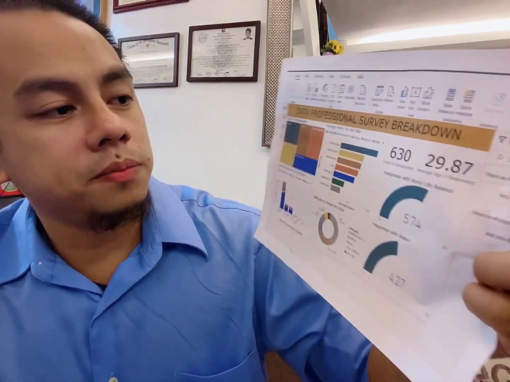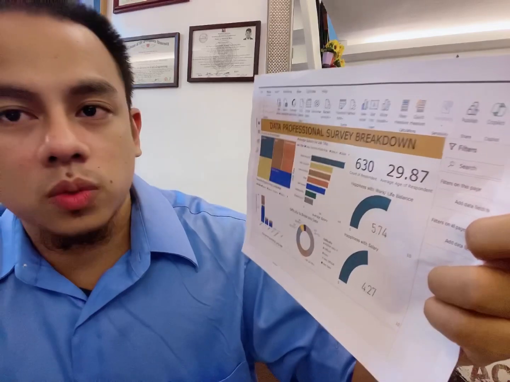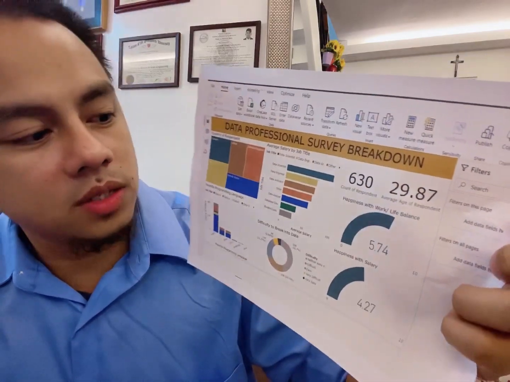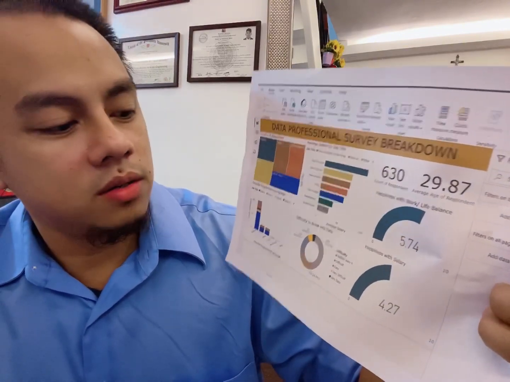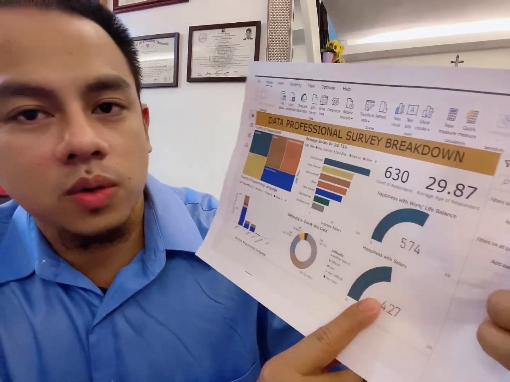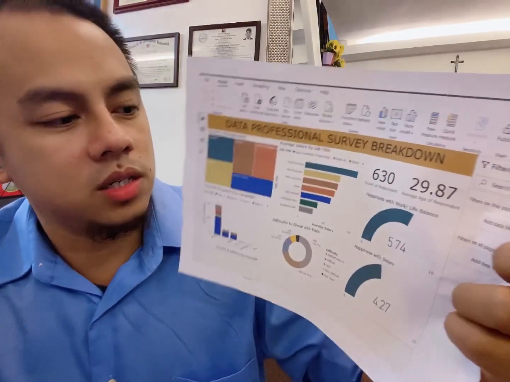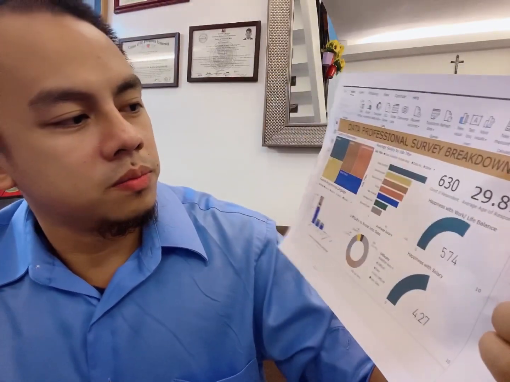Next is happiness with work-life balance. This is the average of the survey, and with regards to happiness with their salary, this is the average numbers. So that's all.